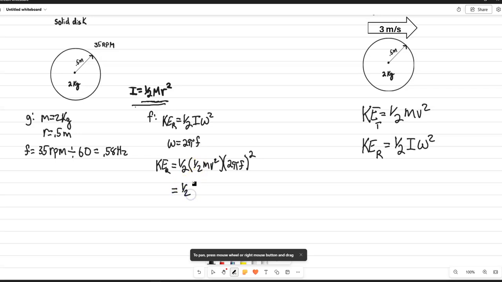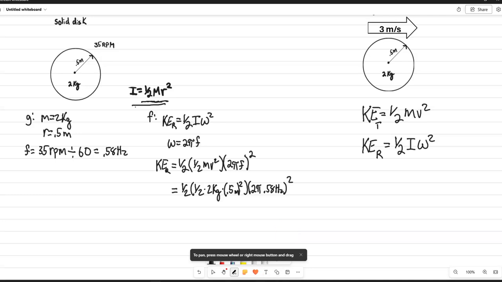Let's see here, 1/2 times 1/2. Let's put in the mass, 2 kilograms, times the radius, which is going to be 0.5 meters squared. You're going to square everything, the number and the unit, so let me put some of those in parentheses as well. Yeah, that makes sense. And then 2 pi, and the frequency we said was 0.58 hertz, and we're going to square that as well.